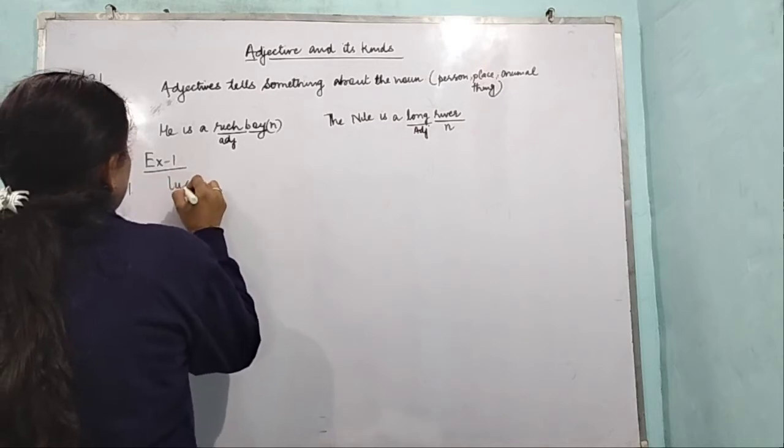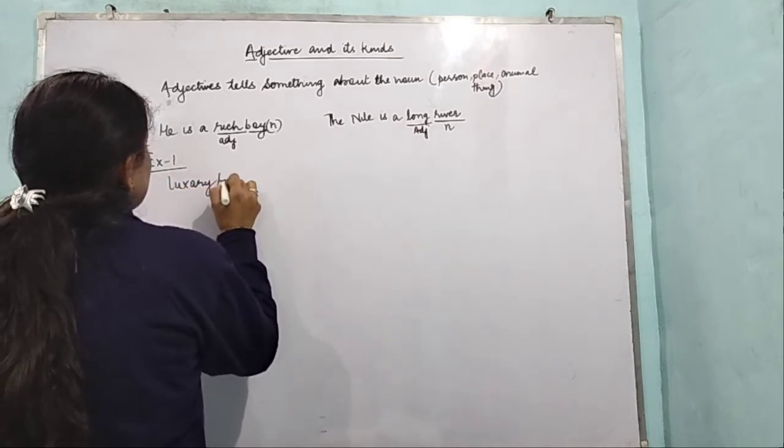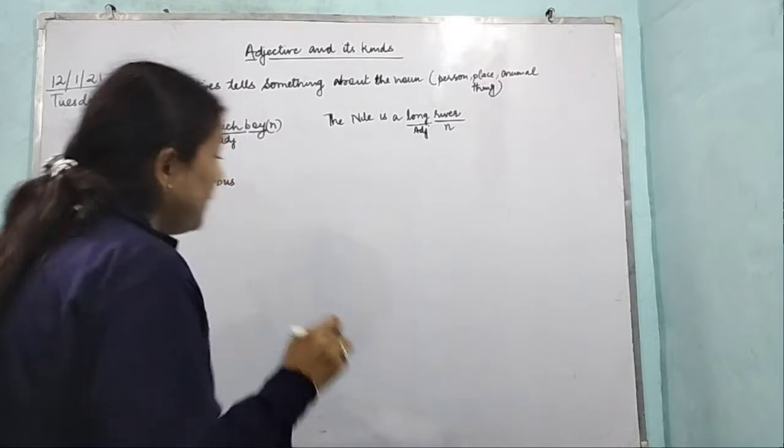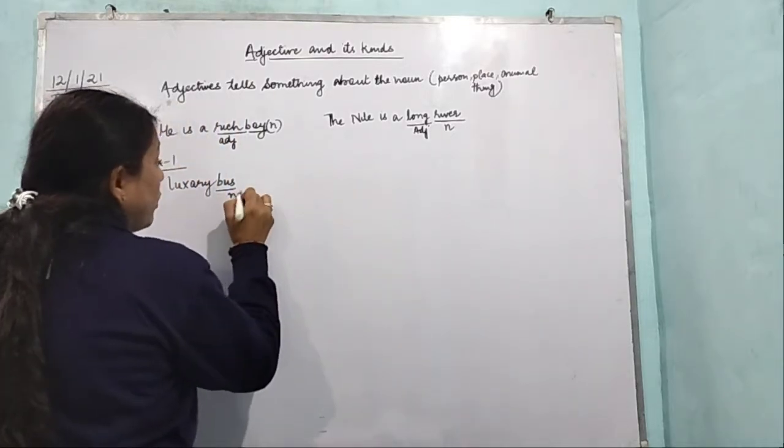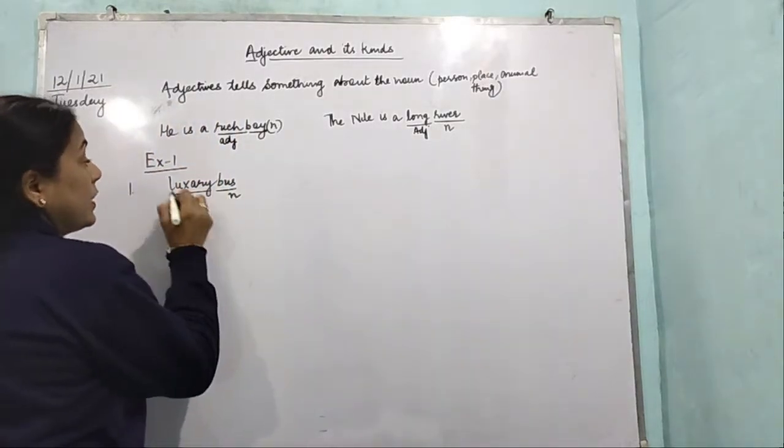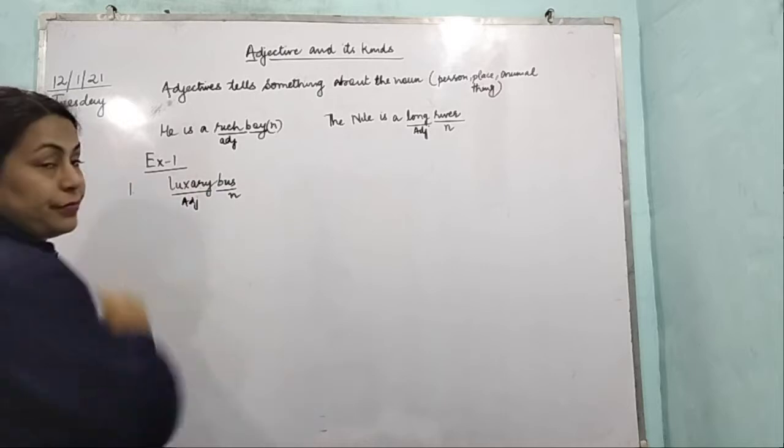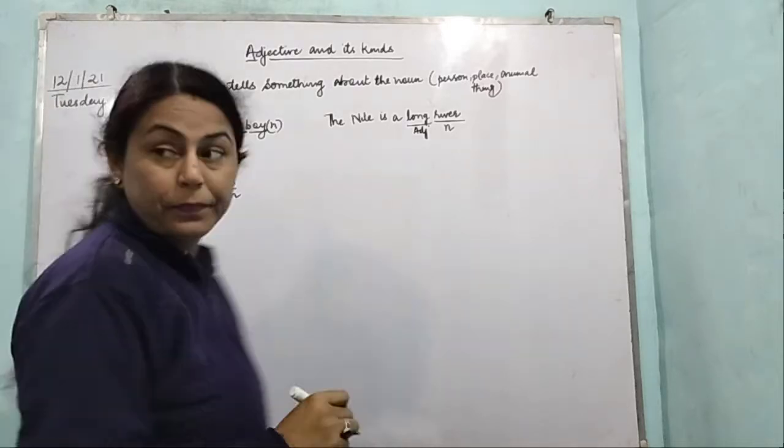Now luxury bus. कैसी बस बोर्ड की उन्होंने? बस तो हो गई हमारा नाउन. कैसी बस बोर्ड की? लग्जरी. So this is the adjective. क्लियर?